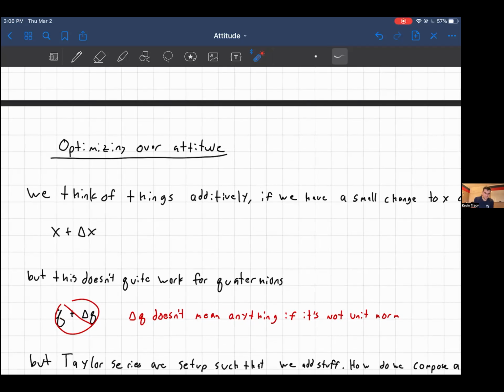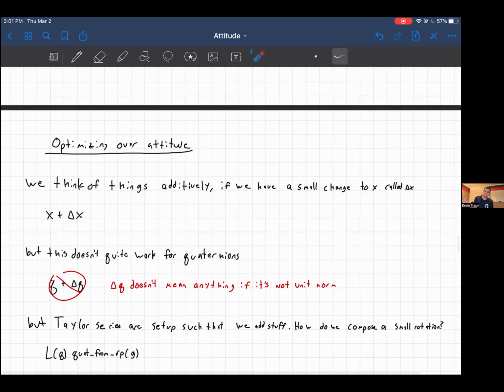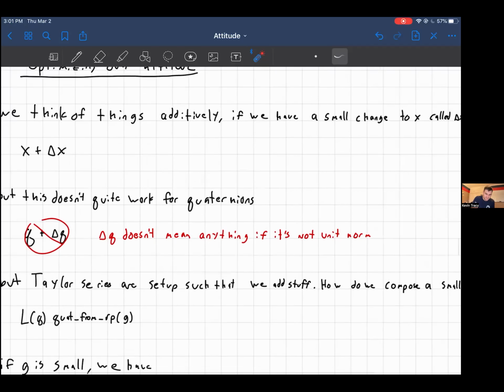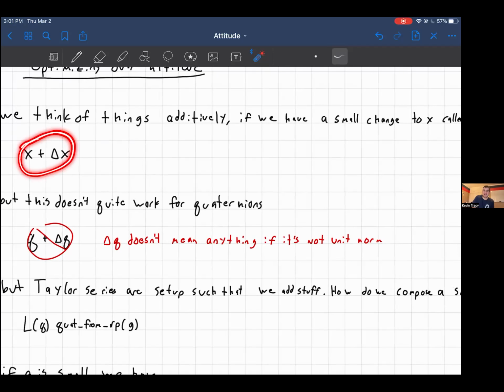The reason is that I can't just write down a q plus some delta q, because this delta q doesn't mean anything unless it's unit norm. We said that in order for a quaternion to describe an attitude, it has to be unit norm. So if I have some delta q, the same way delta x could be small, this is just some small vector. It's not unit norm and it doesn't really mean anything. So it's mathematically incorrect for us to think about these deltas as delta q's. But the way that we look at Taylor series is that we're always adding stuff. So before, we did x plus delta x. This is an additive update.